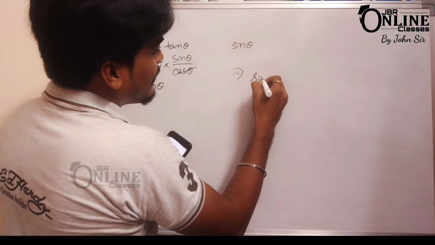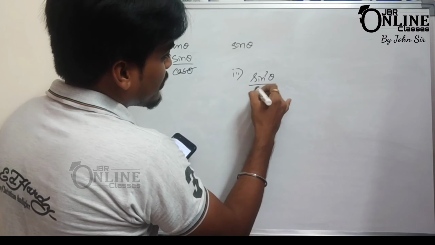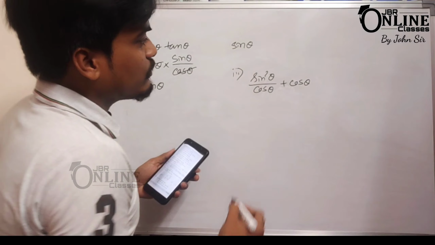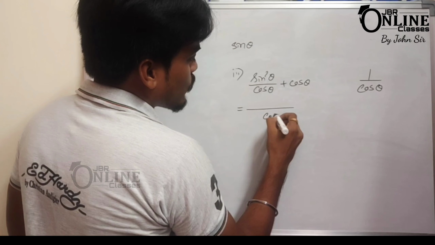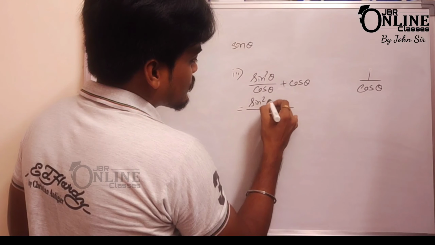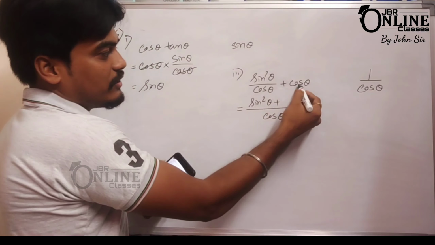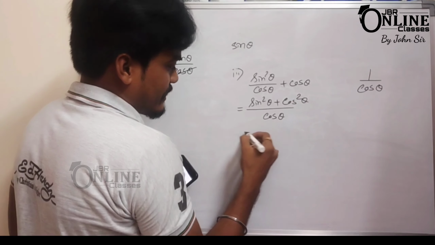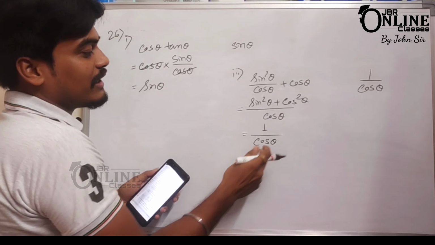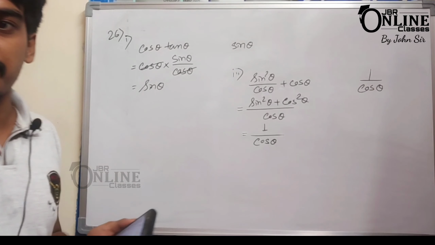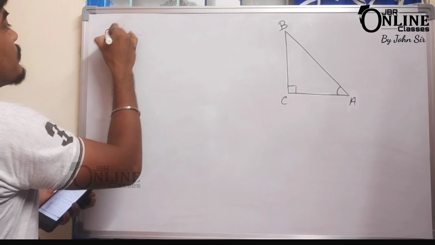Now number 3. In number 3, sin square theta divided by cos theta plus cos theta, you have to prove that it equals 1 by cos theta. Here the LCM is cos theta. So the numerator is sin square theta plus cos theta into cos theta, which is cos square theta. In the numerator, sin square theta plus cos square theta equals 1, and that is the formula. So 1 by cos theta equals the right hand side. So it is also proved.